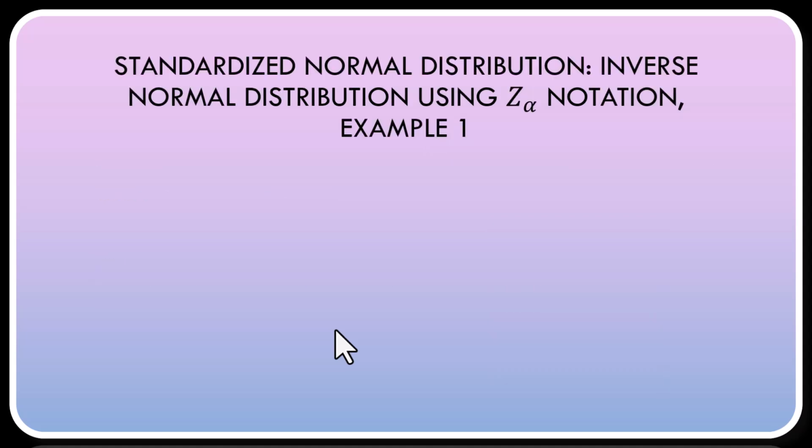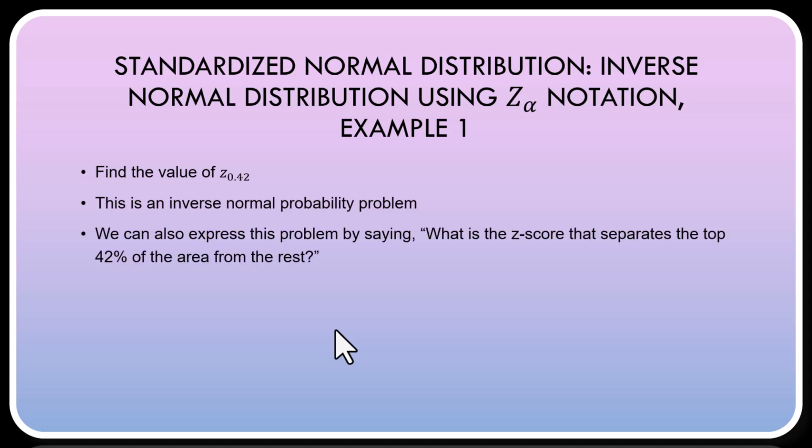Standardized normal distribution, inverse normal distribution using Z alpha notation, example 1. Find the value of Z sub 0.42. This is an inverse normal probability problem. We can also express this problem by saying, what is the z-score that separates the top 42% of the area under the normal curve from the rest?